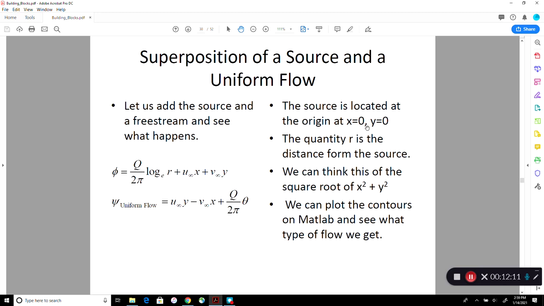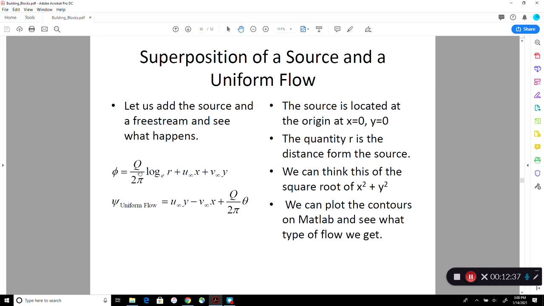Now I'm going to snap the two pieces together. We only have two Lego pieces so far. The first one is the source or sink. The second one is the free stream. And the source or sink is currently placed at the origin, which is x equal to 0, y equal to 0. Therefore, r is measured from the origin in this case.